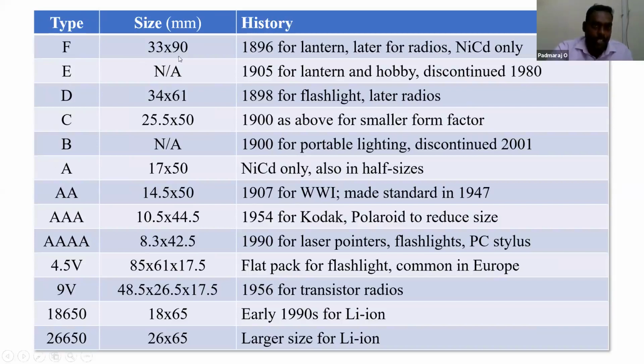This F means 33 into 90 mm, big size. D, C, B, A, AA, AAA, and 4A also is there. 8.3 into 42.5 is very, very small. That is a small cylindrical battery. So this tabular column indicates the different configurations of the batteries.